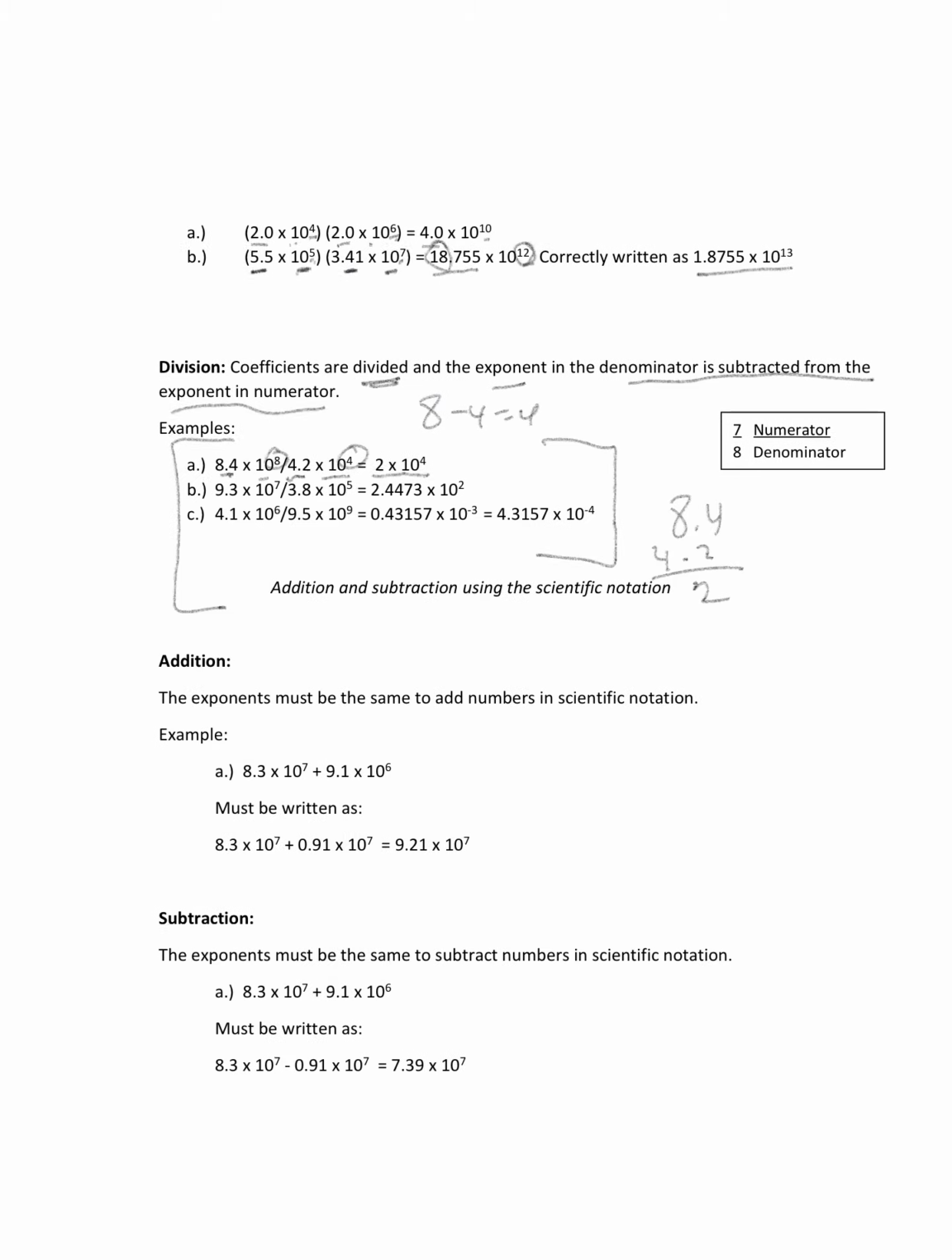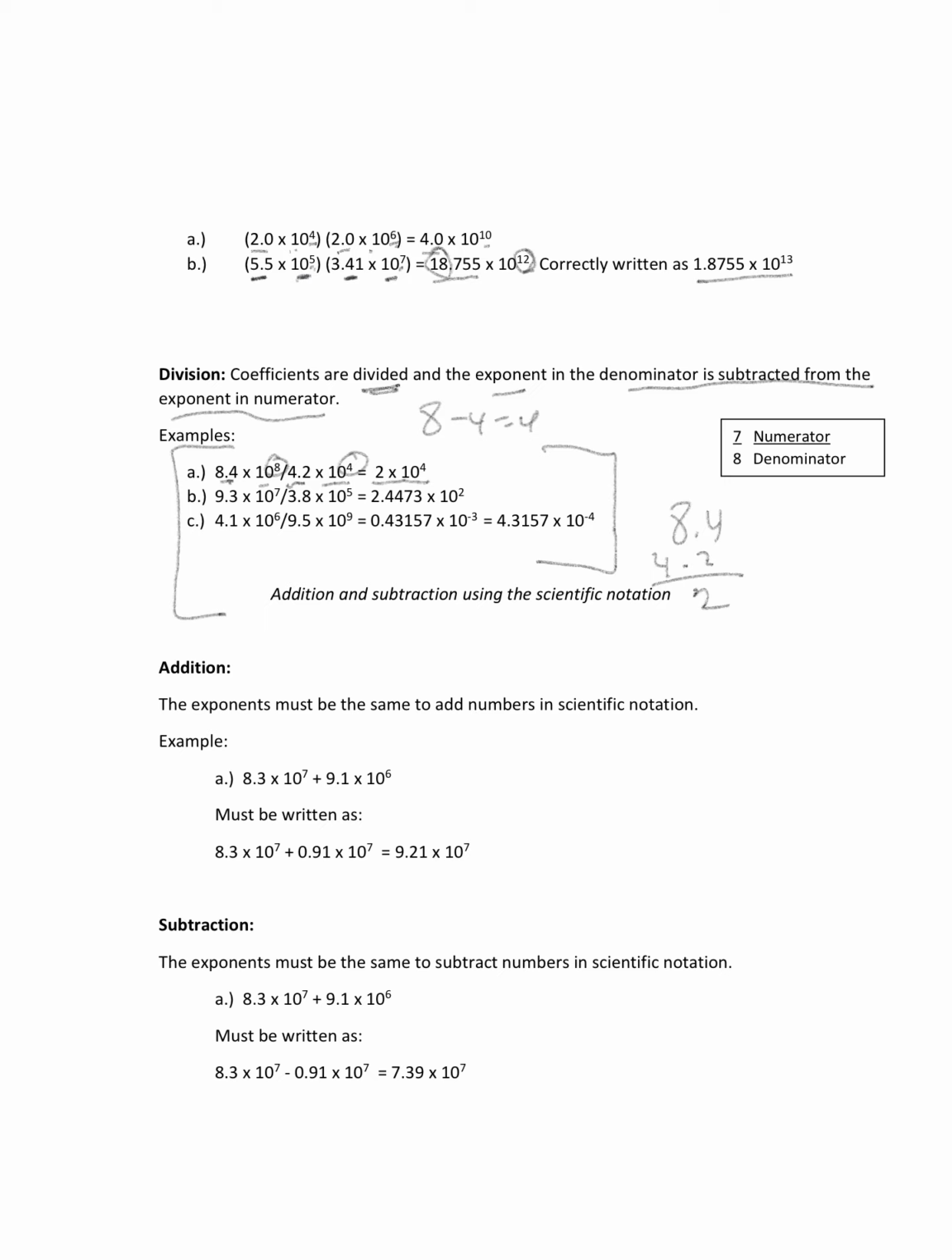And this one here, we're doing the same thing. You have 9.3 times 10 to the 7th divided by 3.8 times 10 to the 5th. If I divide the 9.3 by 3.8, I get 2.4473. And then I'm going to subtract the 5 from the 7, which gives me 2. So my final answer is 2.4473 times 10 to the 2nd.